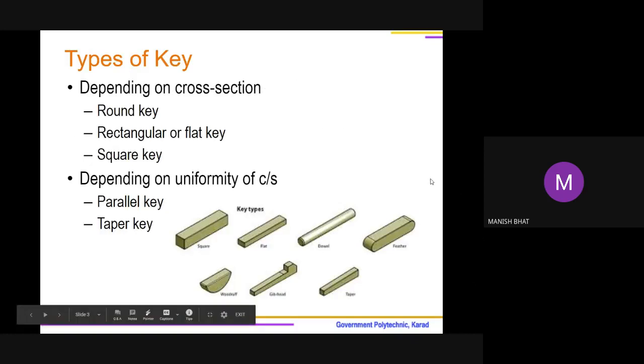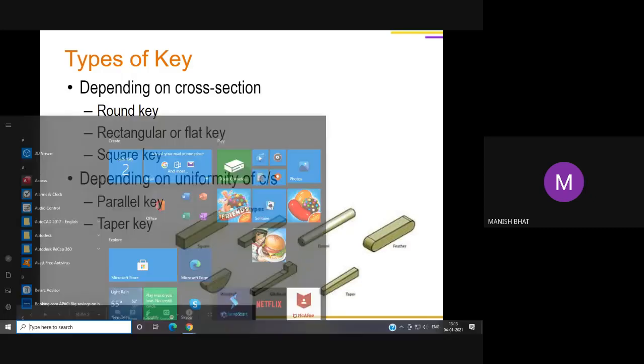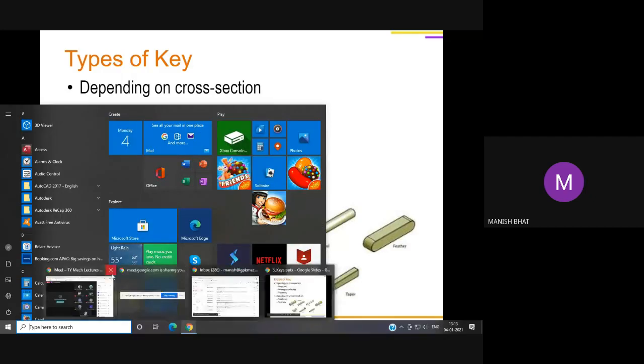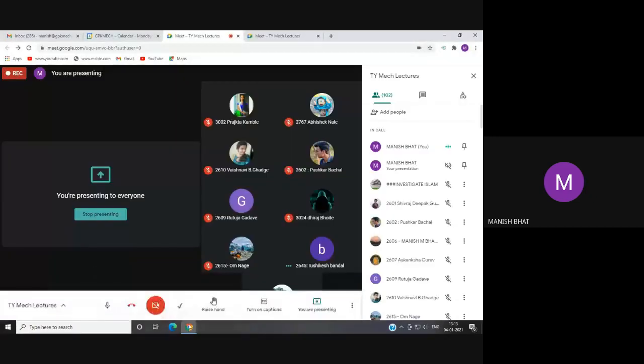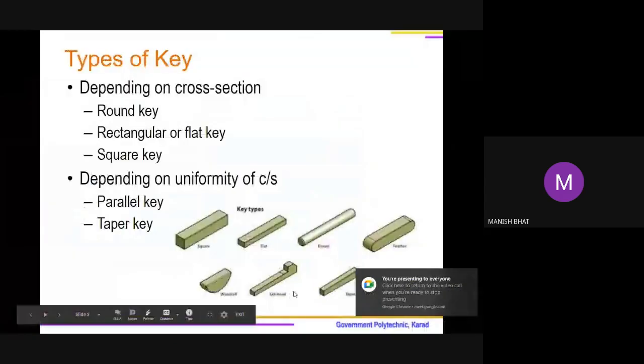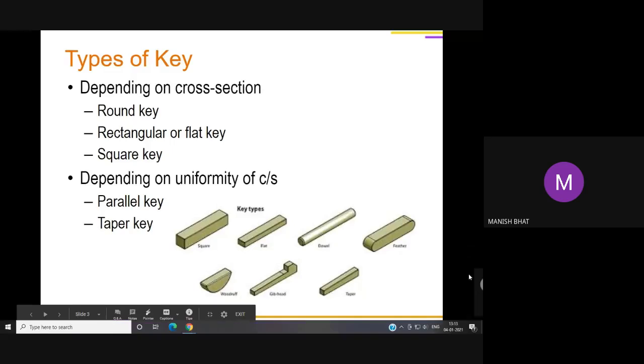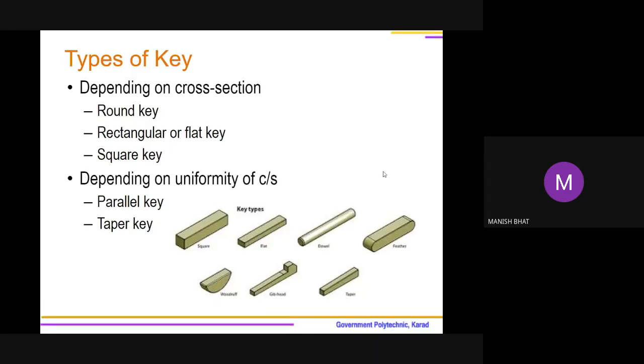So this particular slide is showing you different types of keys used for joining, or you can say mounting, pulleys, sprockets, gears, all those transmission elements. So how are keys classified? Keys are classified based upon their cross section. So it may be a round key.